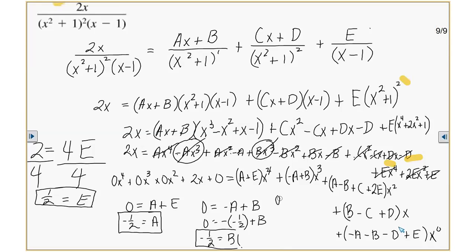So 0 is equal to a minus b plus c plus 2e. And a and b is negative 1/2. 0 is equal to negative 1/2 plus negative 1/2 plus c plus 2 times 1/2 is 1. So negative 1/2 plus negative 1/2, that's negative 1. So c is equal to 0.